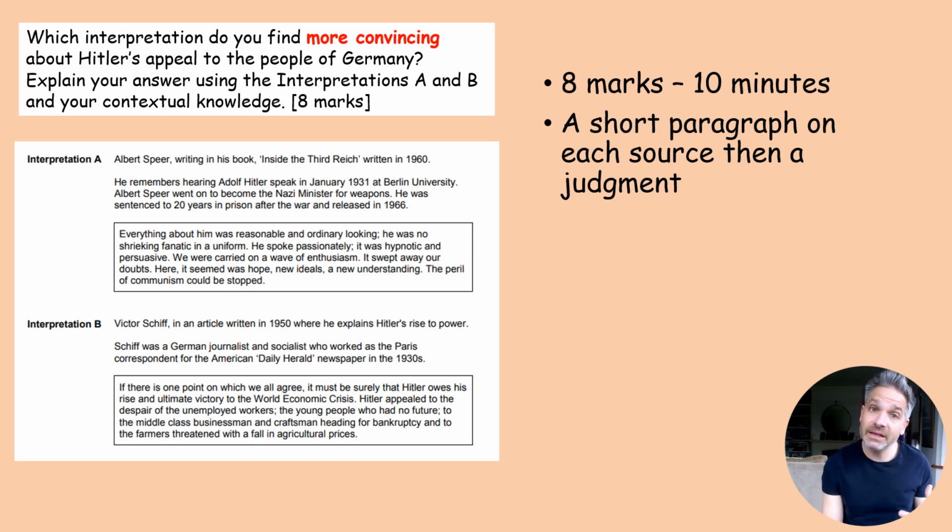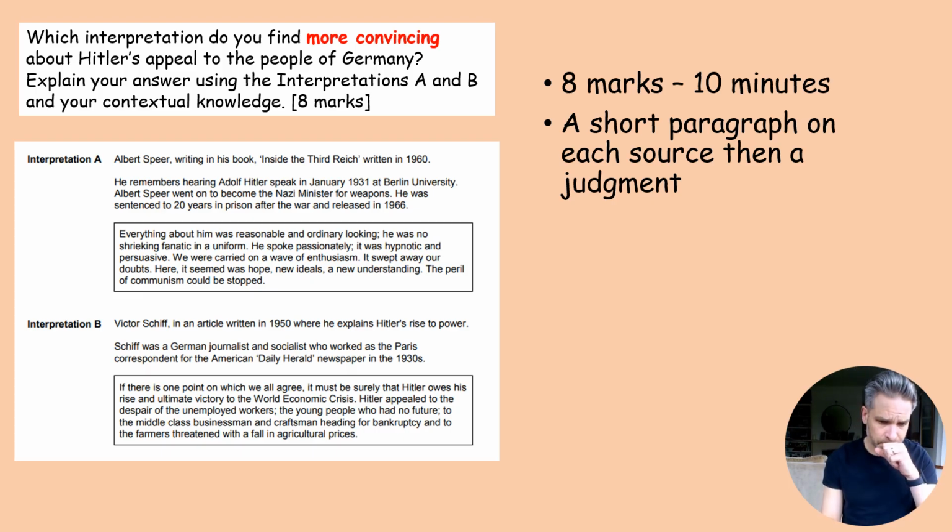Now you pick those things out, and what you do then is you use your knowledge to explain whether they are true or whether you think they are not true. So you might say, for example, he said he offered hope and that the peril of communism will be stopped. And you could say, and I know that many middle-class people did fear communism because they feared their businesses and their money would be lost, and therefore that's true, that did appeal to people.